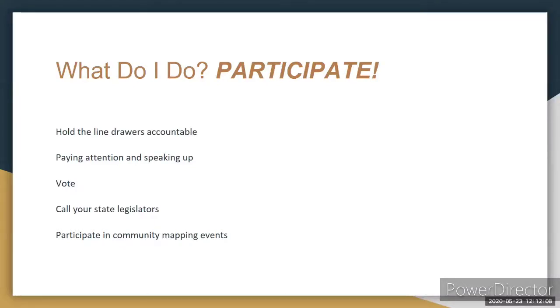So in summary, how do you participate? What can you do? You can basically hold the line drawers accountable. The people who draw these maps are the people who work for you. Pay attention, speak up, vote, obviously, call your state legislatures, participate in community mapping events. Yes, those things exist.